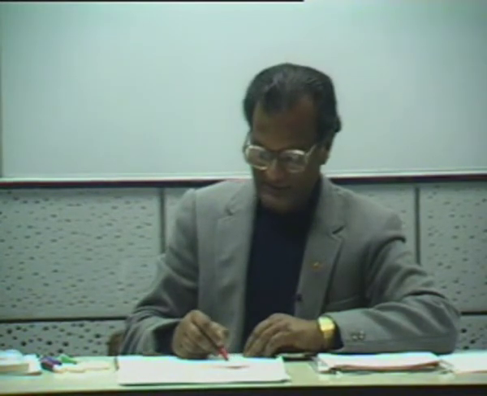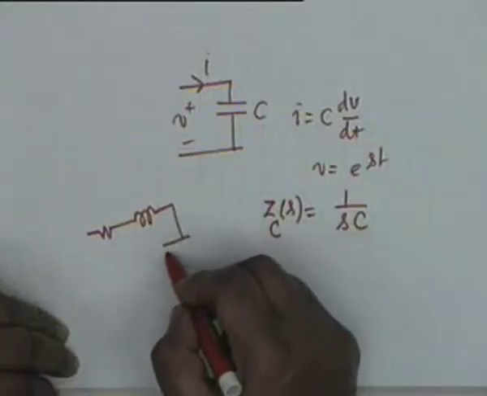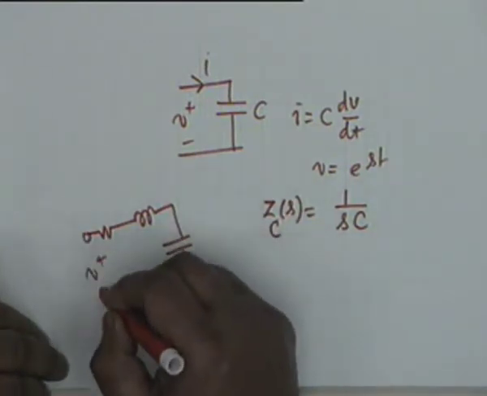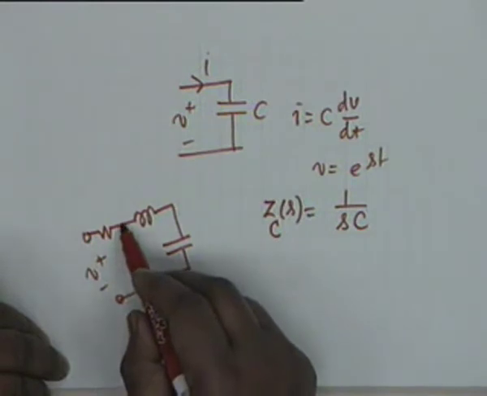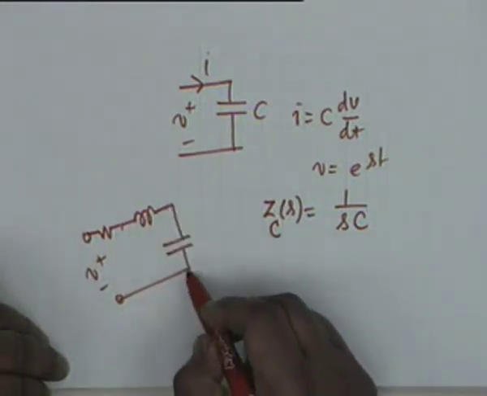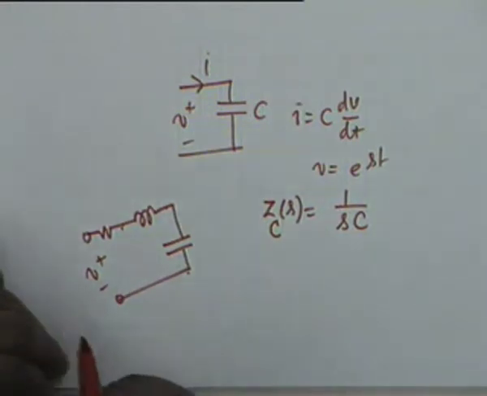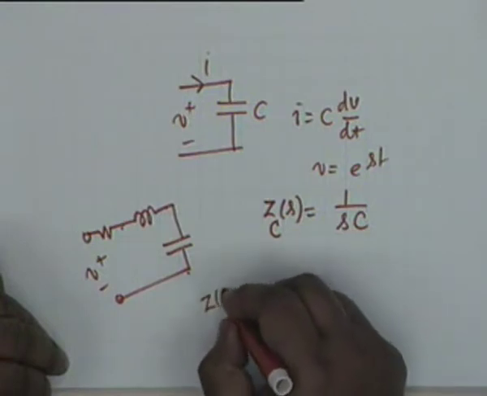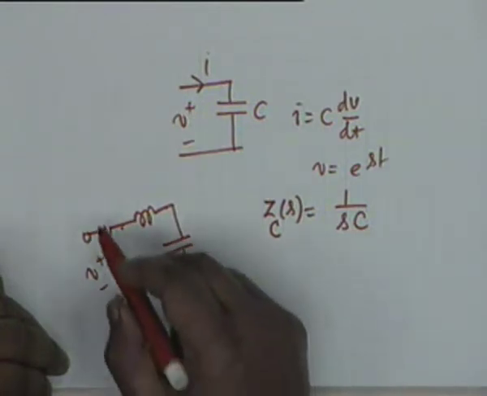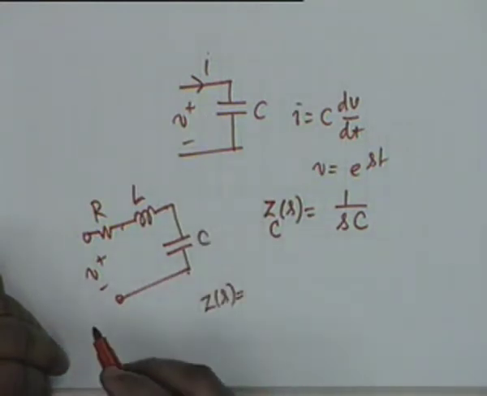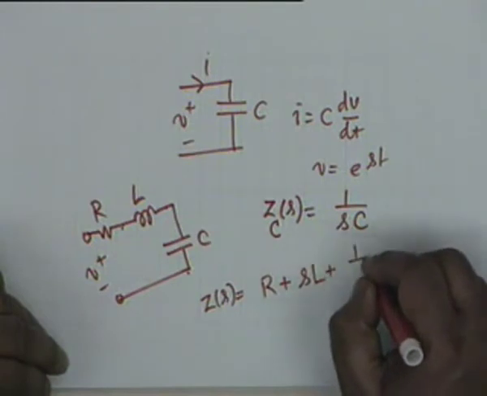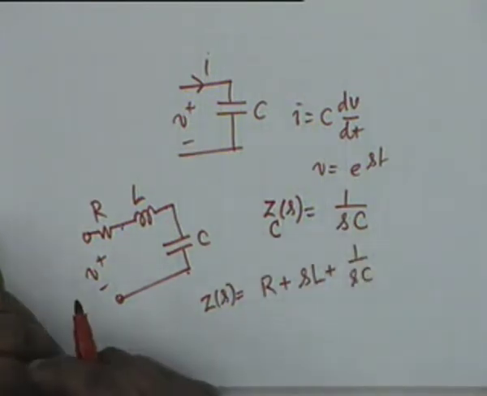And if you have, let's say, a series combination of R, L and C, then your V shall be equal to the drop across R plus the drop across L plus the drop across C. And if you take the voltage or the current of the form e to the st, you can show that Z of s here, of R, L and C in series, is simply given by R plus sL plus 1 over sC. That is, these quantities can now be added. Alright?